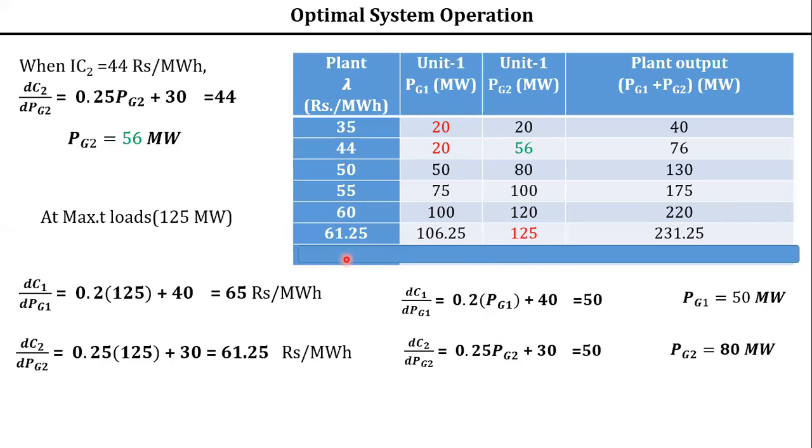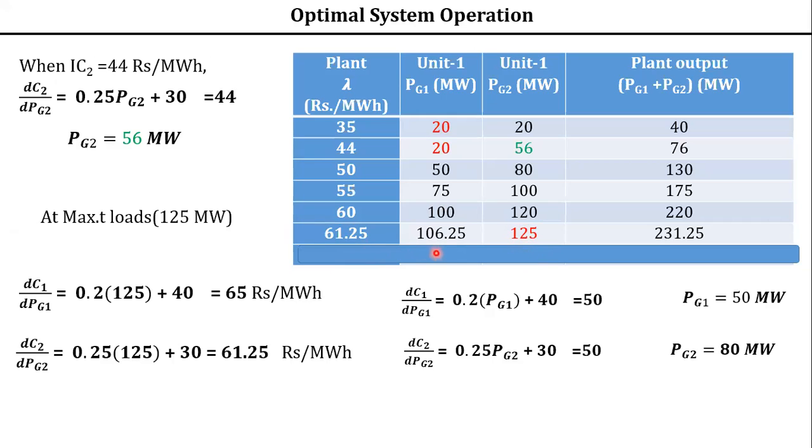At 65, obviously this is 140 as you calculated, but 140 is exceeding the maximum limit. So therefore you cannot keep 140. Keep 125 as it is. That means it is clamped to the maximum value.